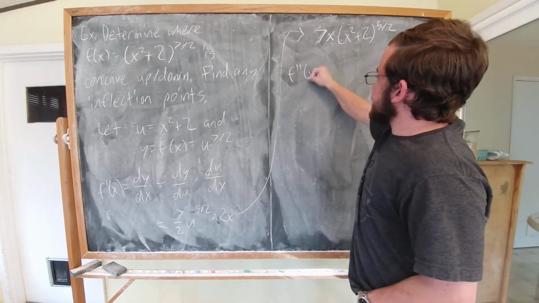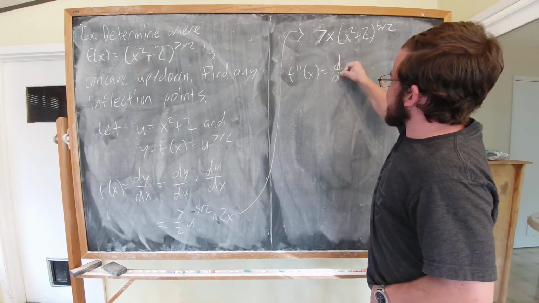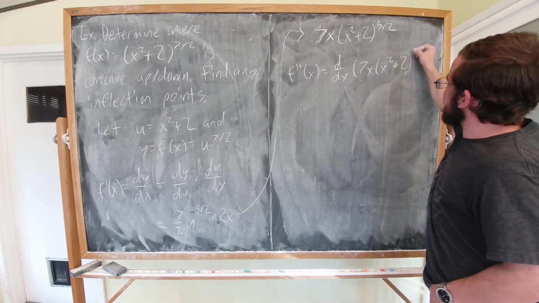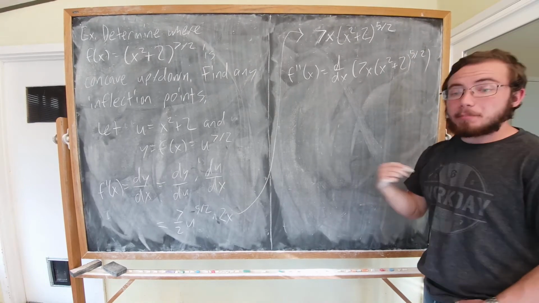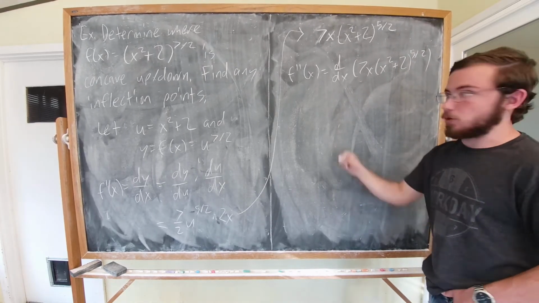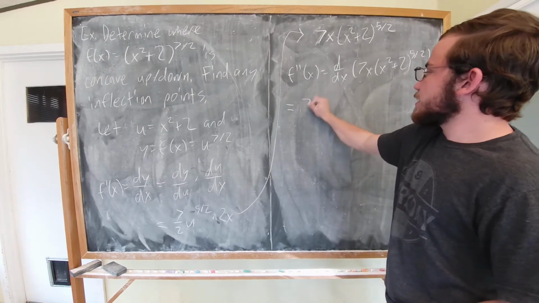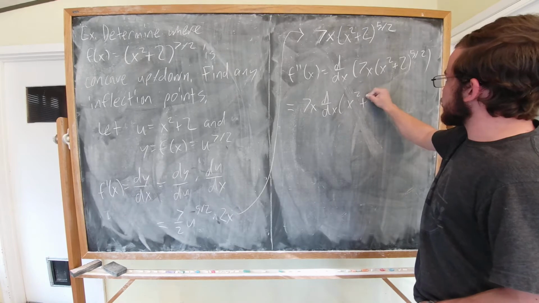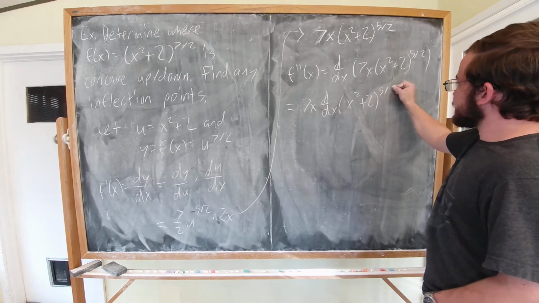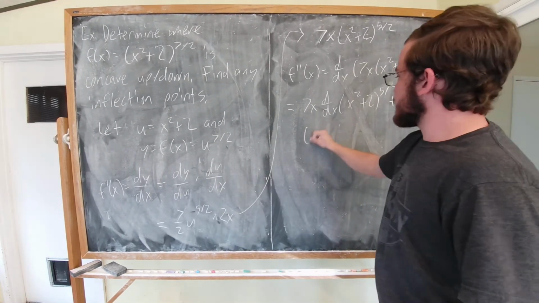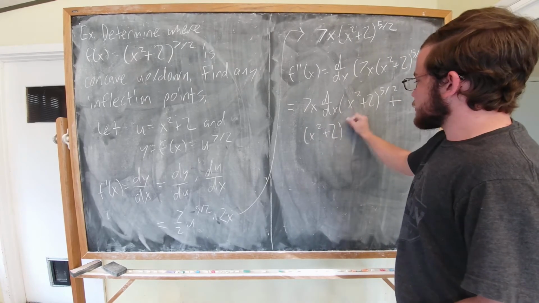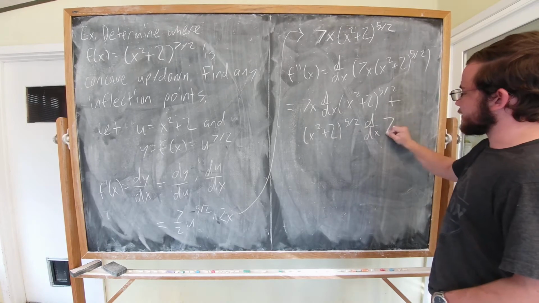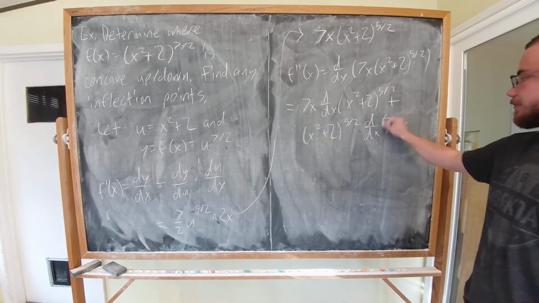F double prime of x is derivative with respect to x of 7x times (x squared plus 2) to the 5/2 power. By the product rule, that's equal to 7x times derivative with respect to x of (x squared plus 2) to the 5/2, plus (x squared plus 2) to the 5/2 times derivative with respect to x of 7x.